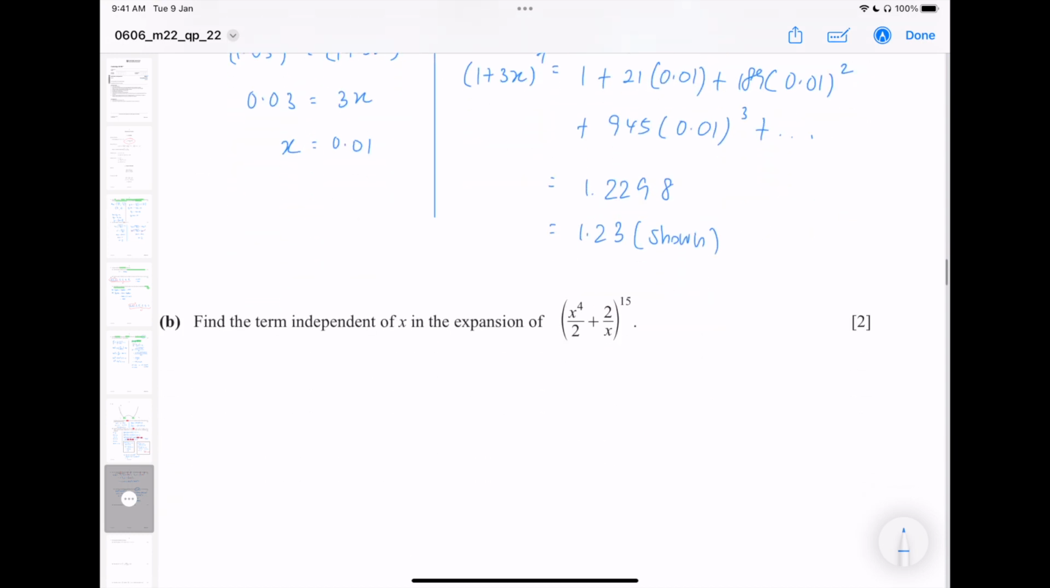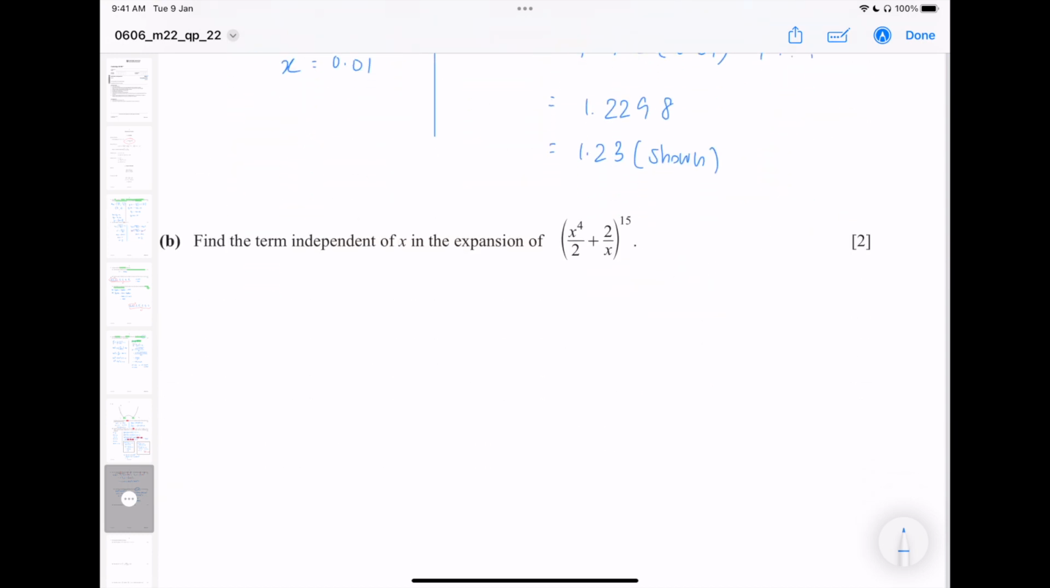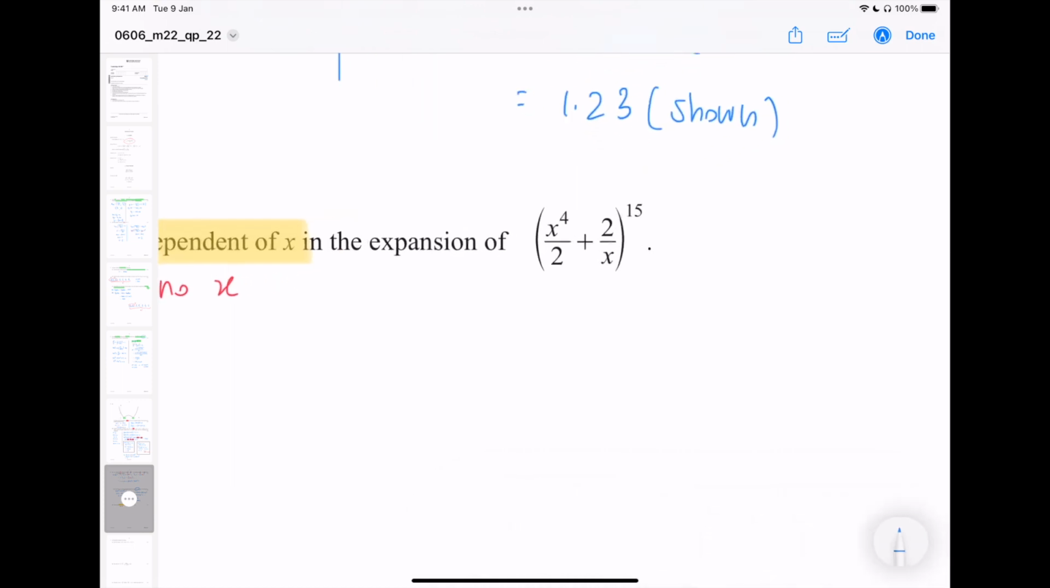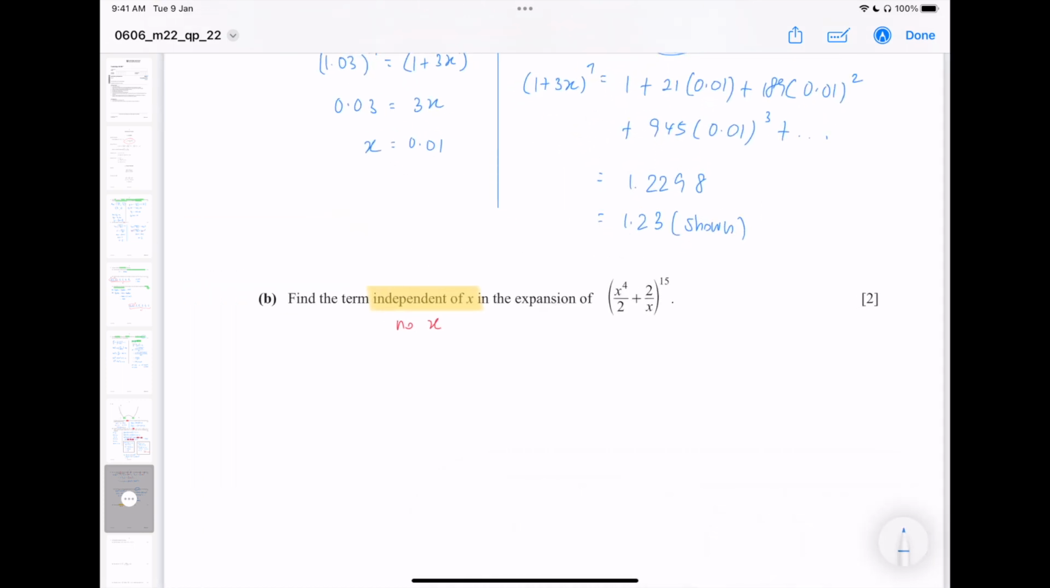Done. Now, find the term independent of x in this equation. Independent, know this word. Independent means I don't want x. No x. Alright. You know the format of expanding binomials, right?